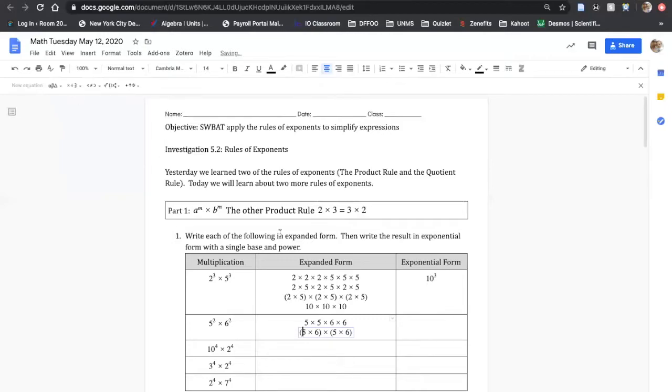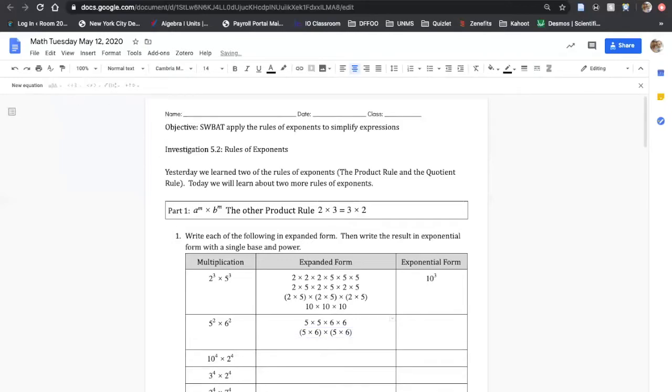I know 5 times 6 is just equal to 30. So that's really just 30 times 30, which I now know is equal to 30 squared, because I have two of them, right?